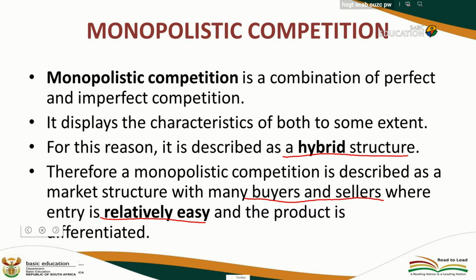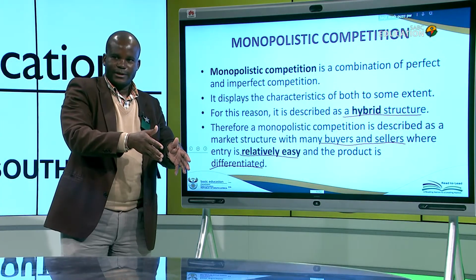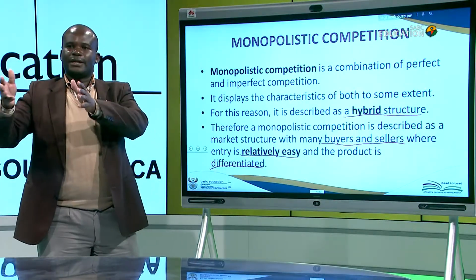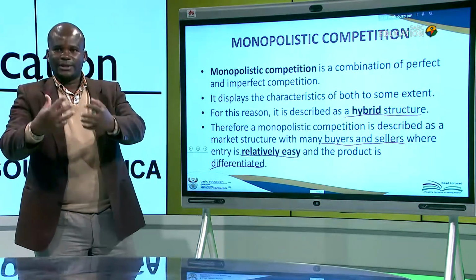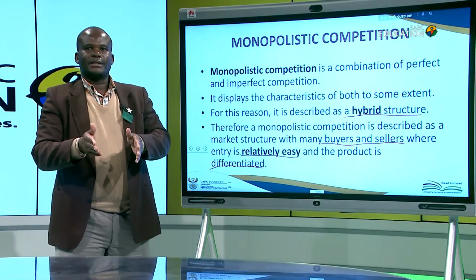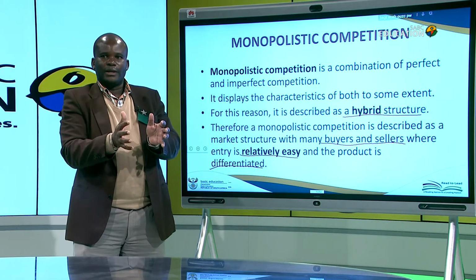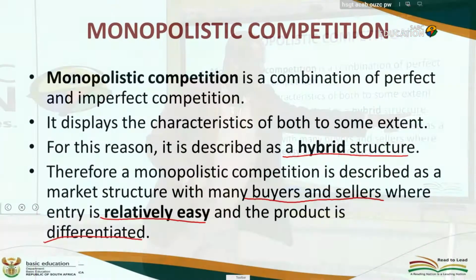But what makes it a hybrid structure now? The nature of the product. This time it is differentiated. So differentiated, that is imperfect. Entry into the market, relatively easy, that is perfect. Many buyers and many sellers, that is perfect. So a combination of those makes it now monopolistic, because one feature is imperfect market, other features are perfect market. When we combine them together, it becomes monopolistic competition, which is a hybrid structure.